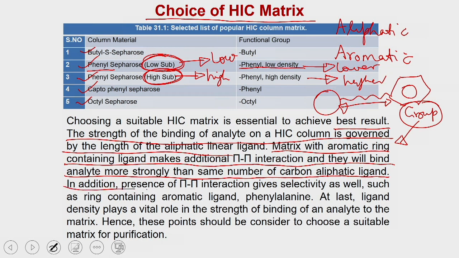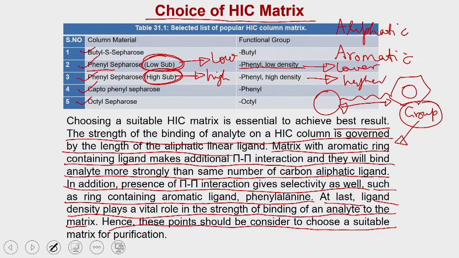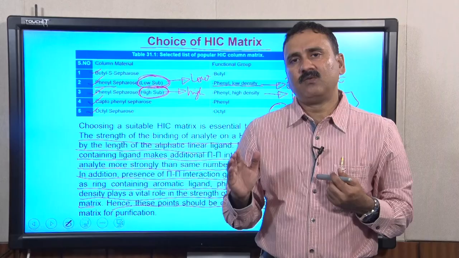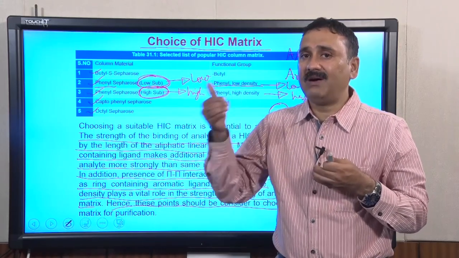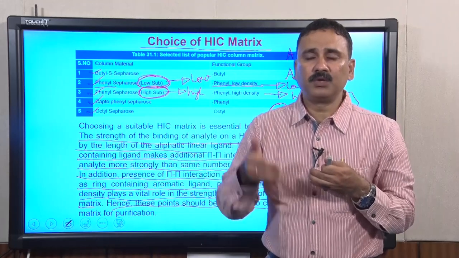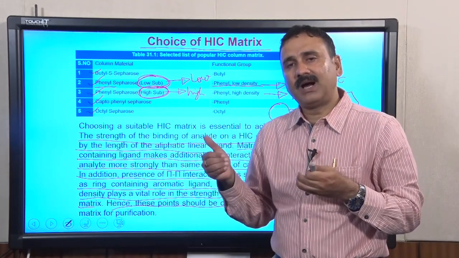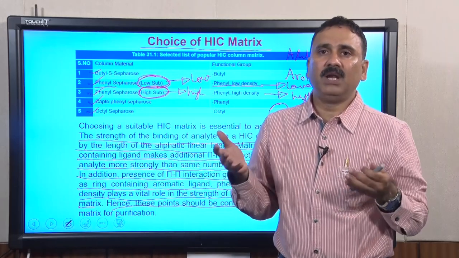In addition, the presence of pi-pi interaction gives selectivity as well, such as with ring-containing aromatic ligands like phenylalanine. Lastly, the ligand and its density play a pivotal role in the strength of binding of the analyte to the matrix. Hence, these points should be considered to choose a suitable matrix for purification. One of the major issues with hydrophobic interaction chromatography is that you should have an interaction, but it should not be so strong that, when you reduce the salt, the protein does not get eluted from the column.